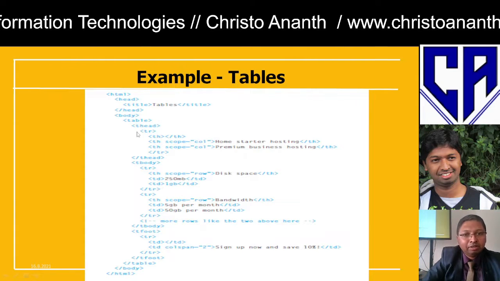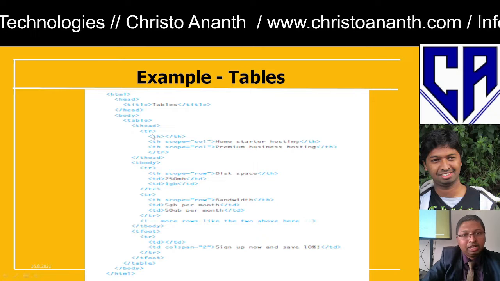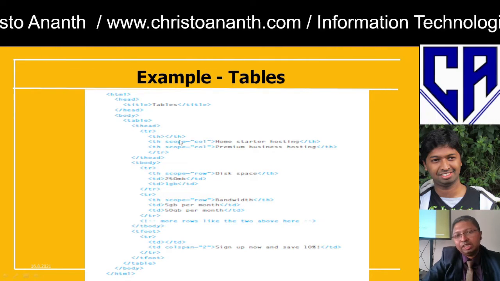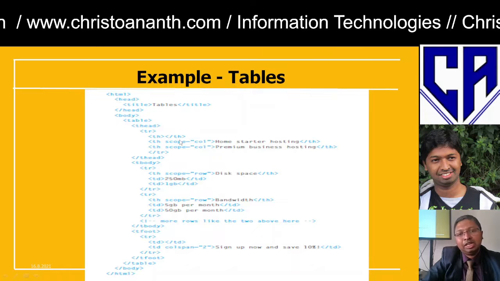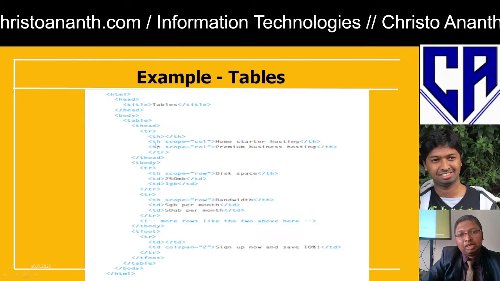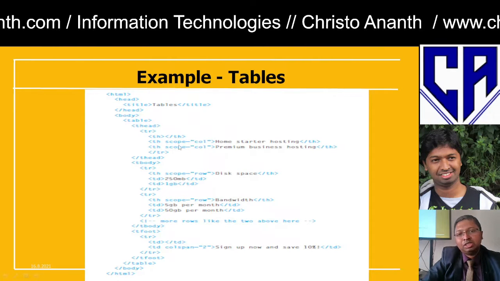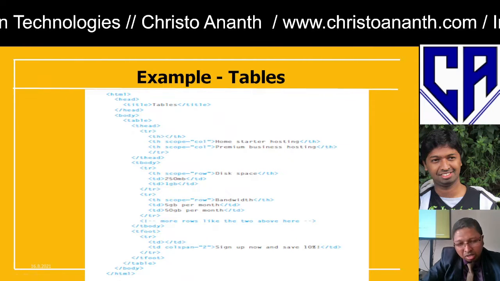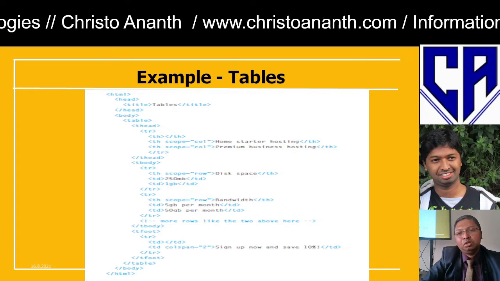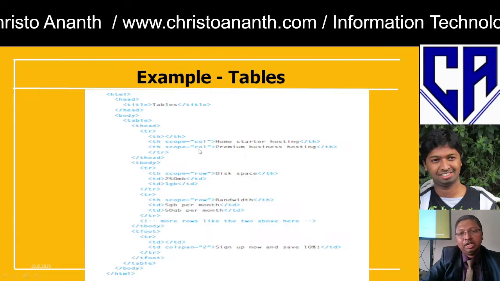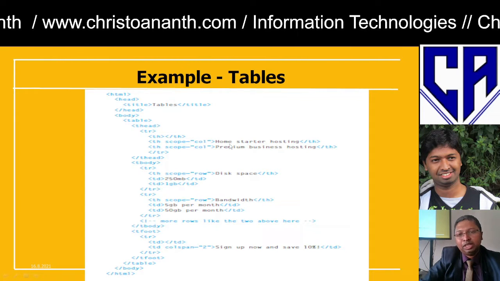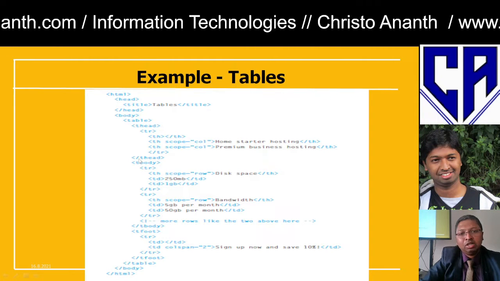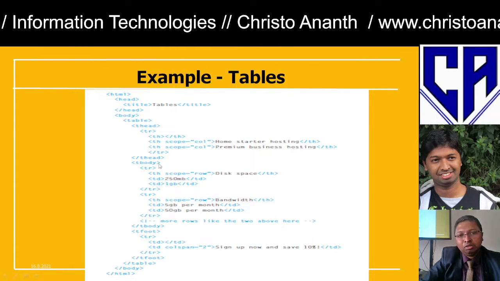Then you have the head. TR and then you have TH. TH immediately followed by TH means it's an empty element. TH scope column. What is the meaning of TH scope column? Column heading. Home starter hosting. TH scope column, once again, column heading. Premium business hosting. You close the TR, close the head, and then you start with the body.